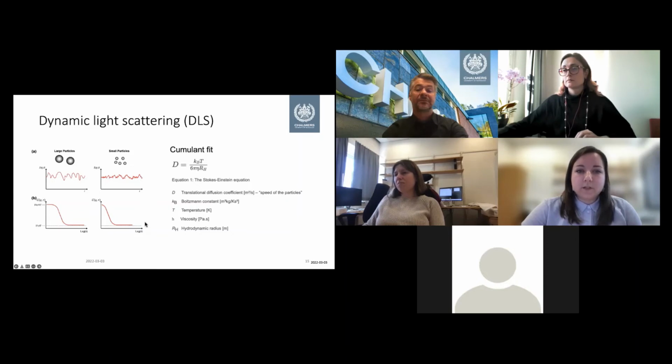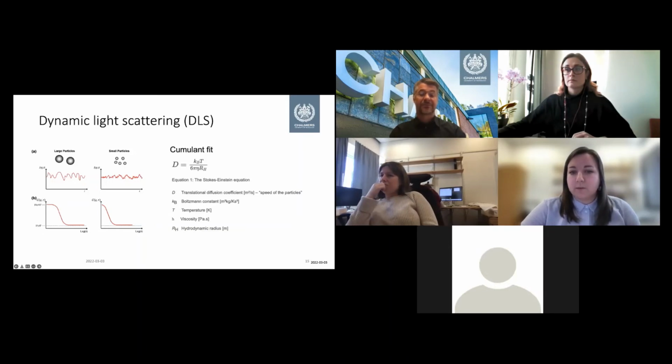So from the correlation function, usually one would fit the correlation function with a cumulant fit, from which you get the translational diffusion coefficient. And then from that, you can get a hydrodynamic radius or diameter. And this is called the Stokes-Einstein equation. It's very familiar with dynamic light scattering. So in order to use this equation, you would need to know the temperature and viscosity of your solution.